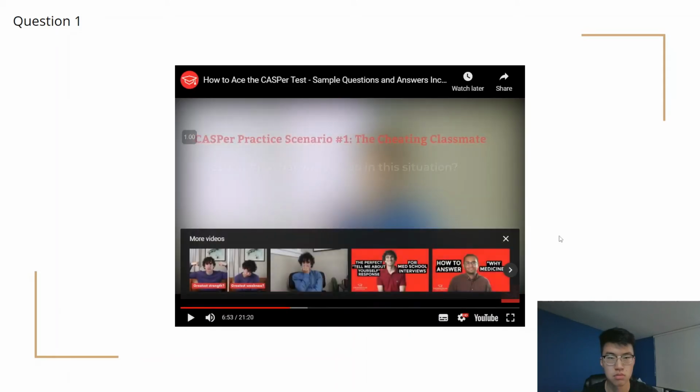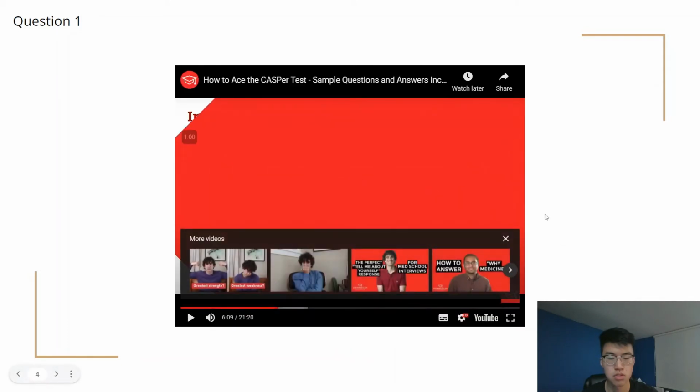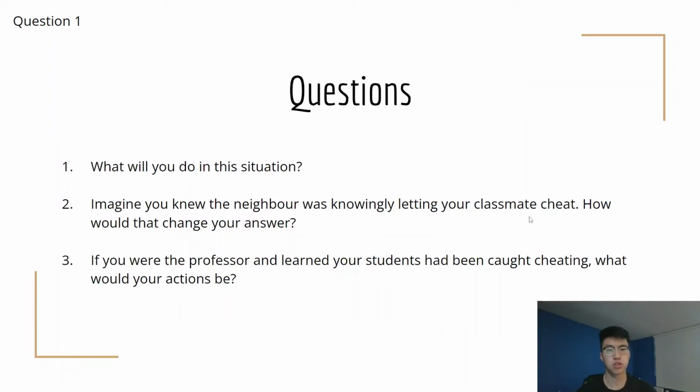All right, so that was the first situation, and here are the questions for that situation. One, what will you do in this situation? Two, imagine you knew the neighbor was knowingly letting your classmate cheat. How would that change your answer? And three, if you were the professor and learned your students had been caught cheating, what would your actions be?